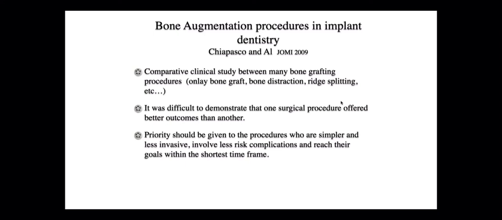So for each problem, we sometimes have many ways to proceed, many ways to regenerate the bone. You have to choose what is simpler and less invasive, but giving very good results. We should not use a simpler technique that gives lower results than what is needed.